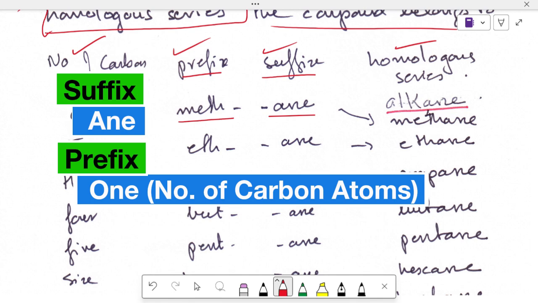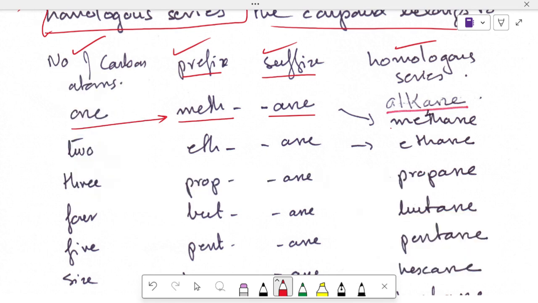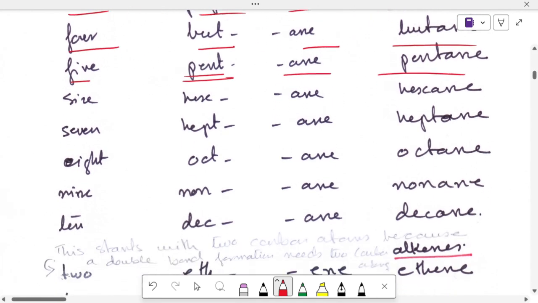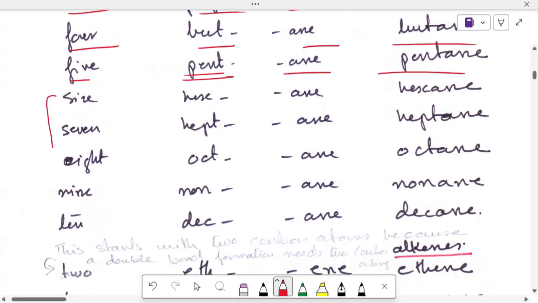One carbon atom, prefix is meth, suffix ane, so it comes to be methane. Two carbon atoms, eth, ane, ethane. Three, prop, ane, propane. Four, but, ane, butane. Five, pent, ane, pentane. And then so on. You can name these compounds.